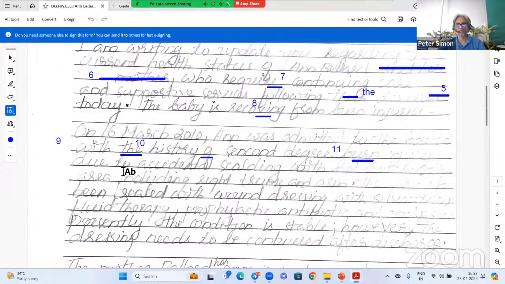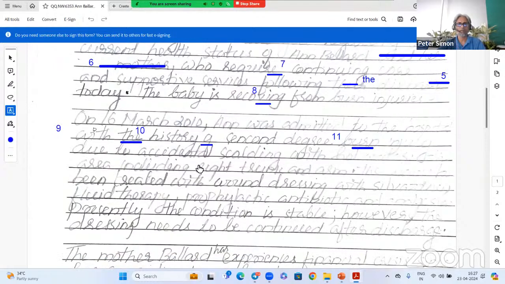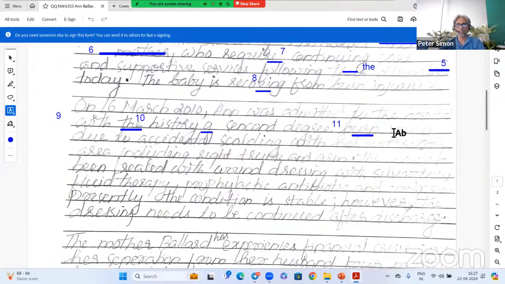Due to history of second degree burns, burn injury. A second degree burn injury, no, only one injury. Second degree burn injuries, you can say otherwise. If you want to use okay, then you can say injuries. Second degree burn injuries due to accidental scalding with hot water.